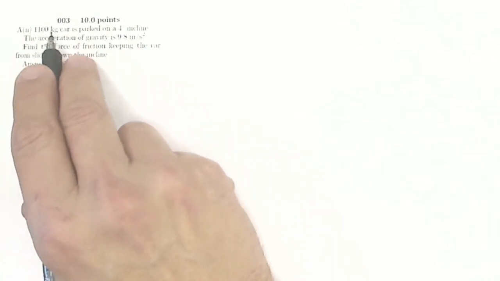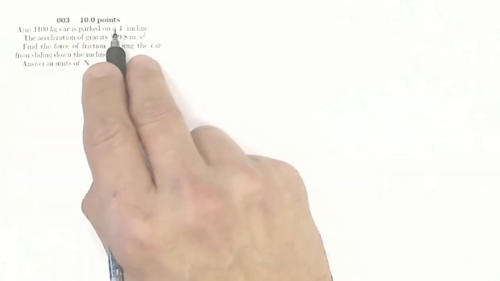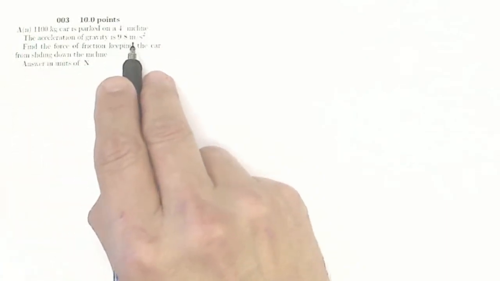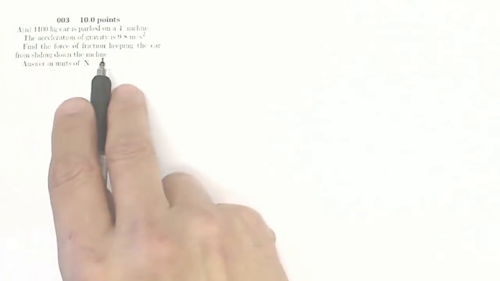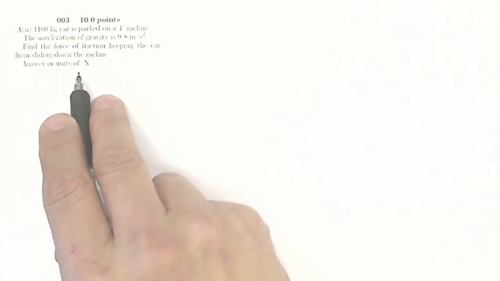new situations. It says an 1,100 kilogram car is parked on a 4-degree incline. The acceleration of gravity is 9.8 meters per second squared. Find the force of friction keeping the car from sliding down the incline. Answer in units of newtons.